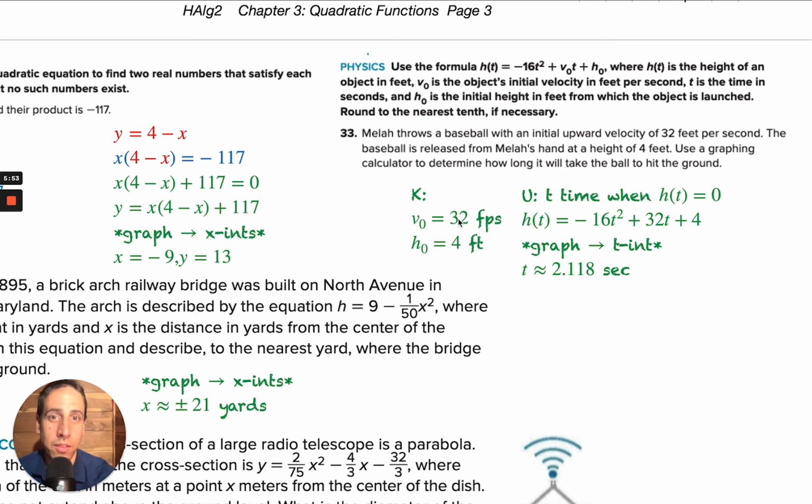Well, you can take these 32. V0 is 32 feet per second. H0 is 4 feet. And what we don't know is the t time when h of t is 0. So we use our formula. We put 32 in here and 4 in here. And then you can graph it. When you find the t-intercept, which is the same thing as the x-intercept, it's going to be about 2.118.